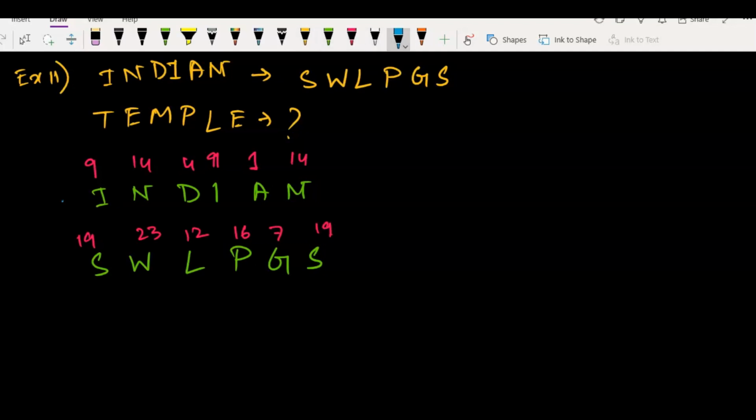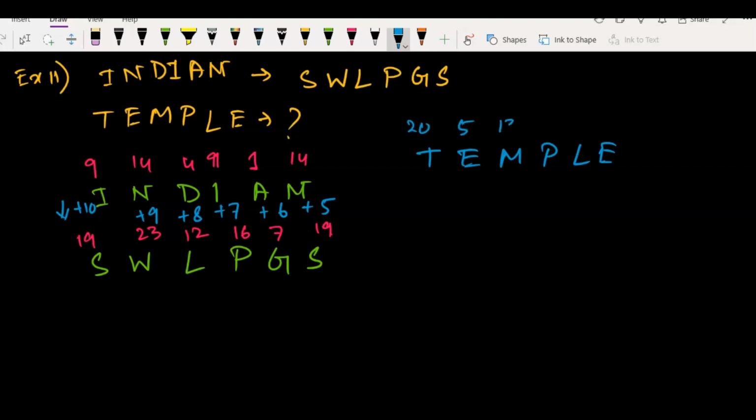Here we get plus 10. Here from 14 to 23 we get plus 9. From 4 to 12 it is plus 8. In 9 to 16 plus 7, this is plus 6 and this is plus 5. So this is the pattern. So apply the same in temple.